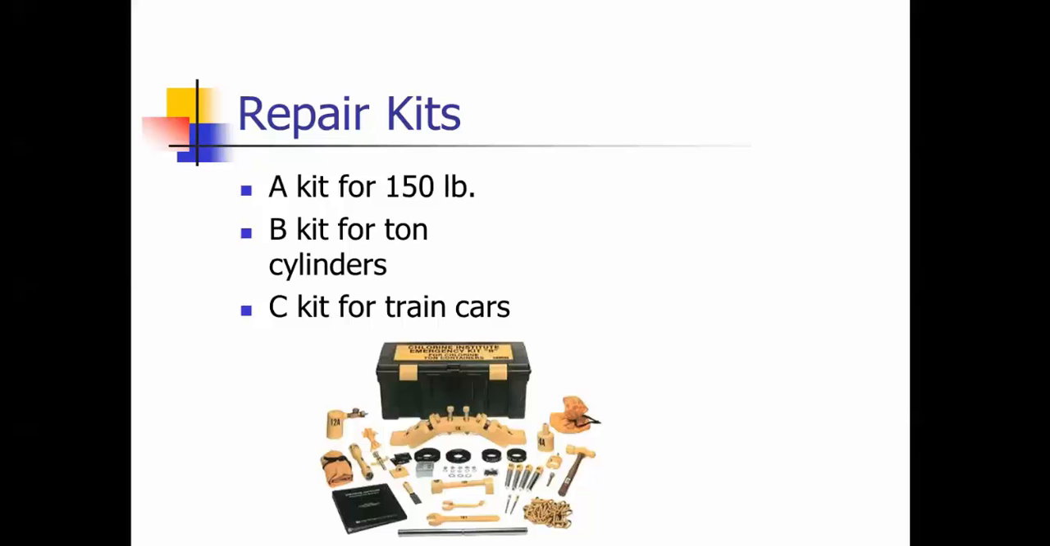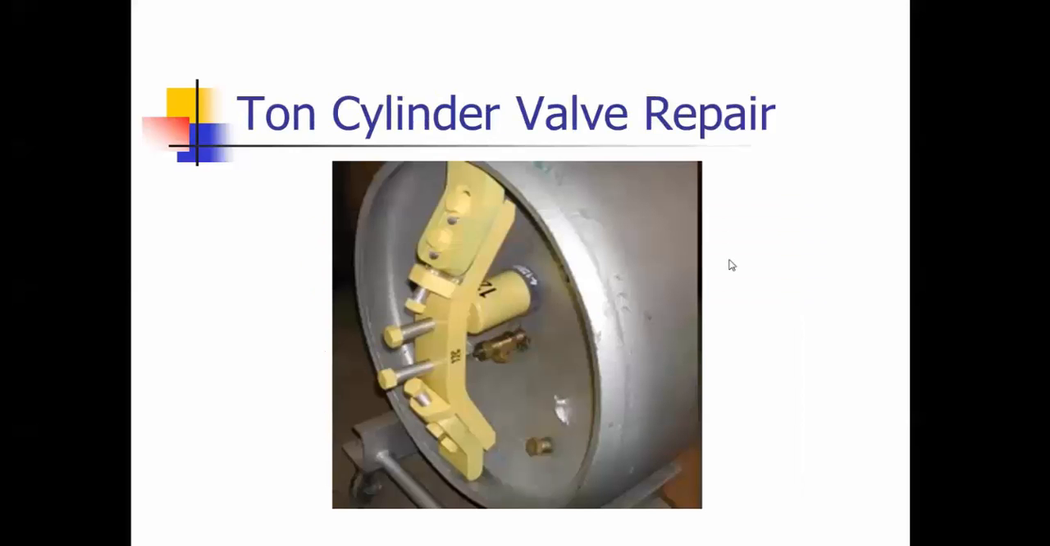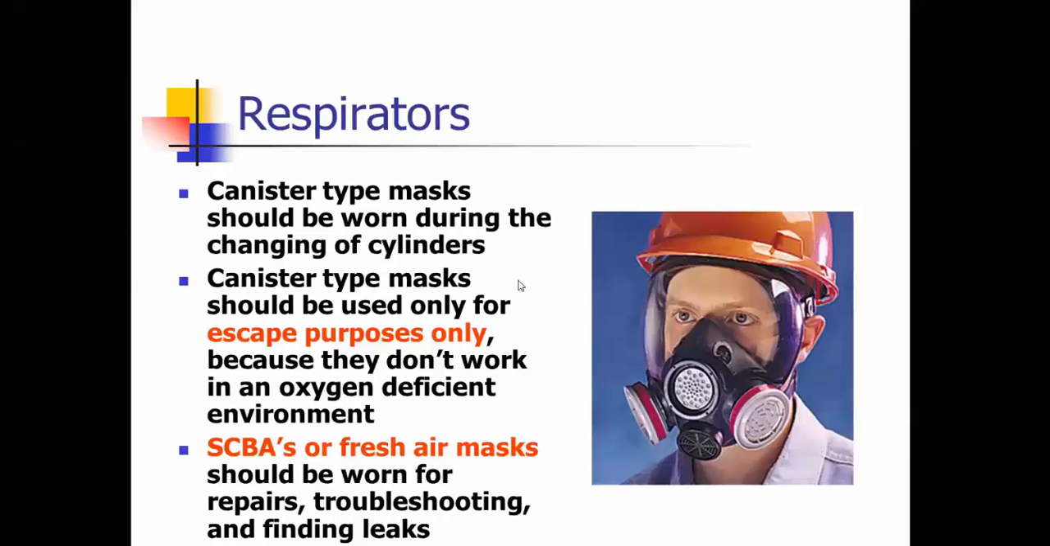So here you've got, this is a B kit. This is for a ton cylinder. This is a B kit here. And then there's an A kit for a 150-pound cylinder, which is this one right here. This is a repair kit for a sidewall leak in the 150-pound cylinder. This puts pressure on this patch here. This is a ton cylinder valve repair kit. You can see how this is adjusted inside of the cylinder end here. And they put this over the leaky valve to seal that off.